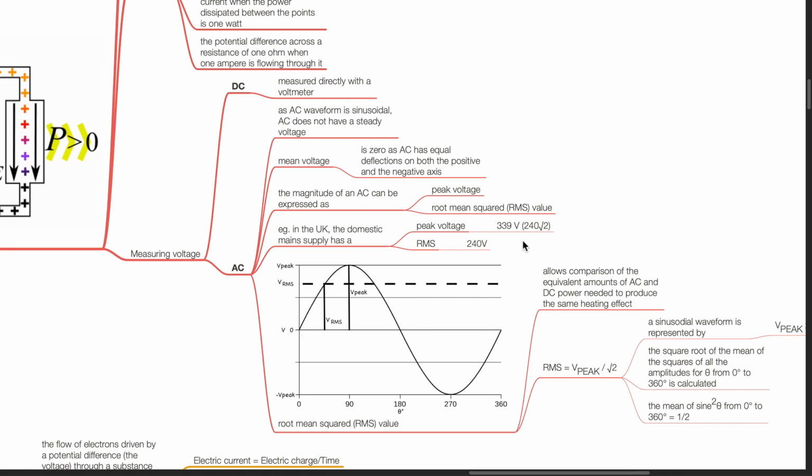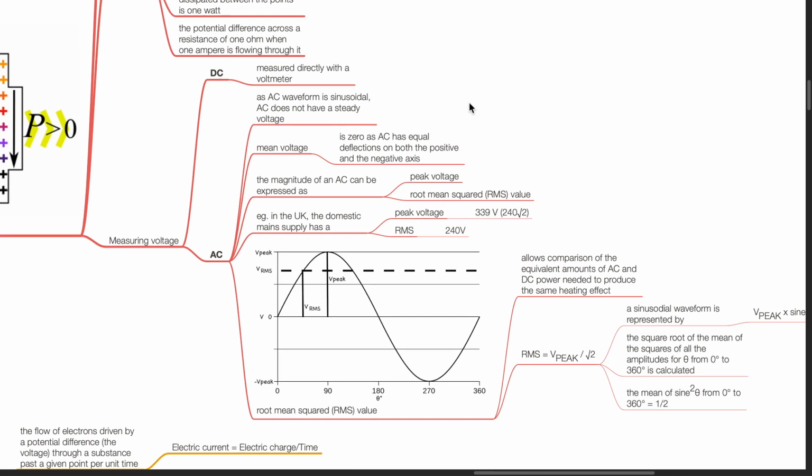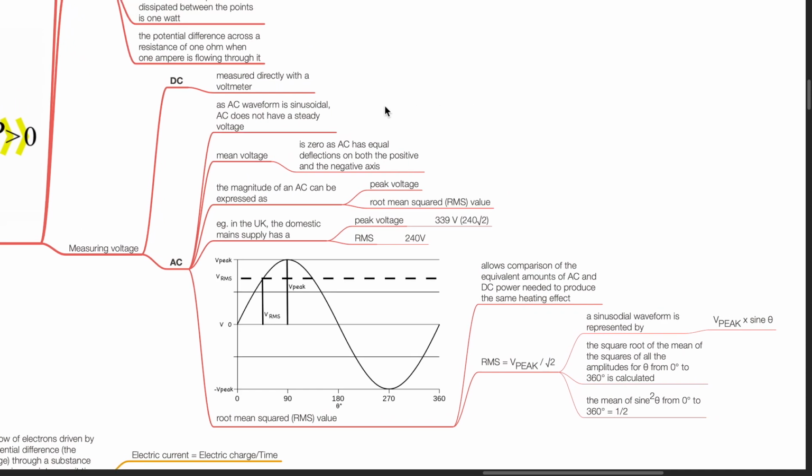Measurement of voltage. For direct current, it is measured directly with a voltmeter. For alternating current, as the AC waveform is sinusoidal, AC does not have a steady voltage. The mean voltage is 0 as AC has equal deflections on both the positive and negative axes. The magnitude of an AC can be expressed as peak voltage or root mean squared RMS value.